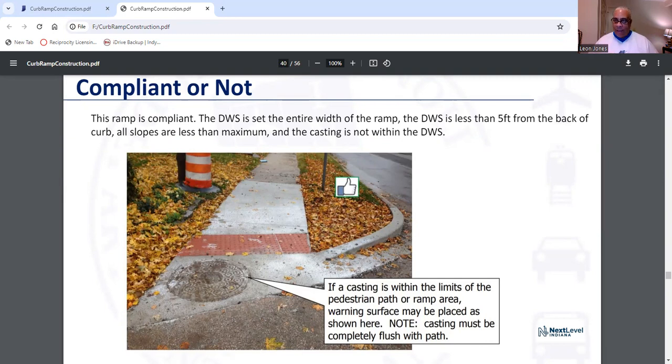And what do I mean by the casting? That's for a manhole or a water meter or a utility. Now, if a casting is placed within the limits of the pedestrian path or ramp area, the warning surface may be placed where you have it right here, shown right here in the PowerPoint. Now, the casting must be completely flush with the path.